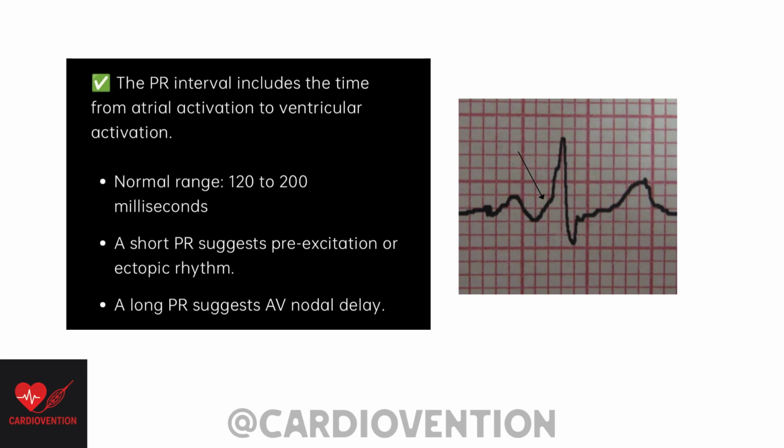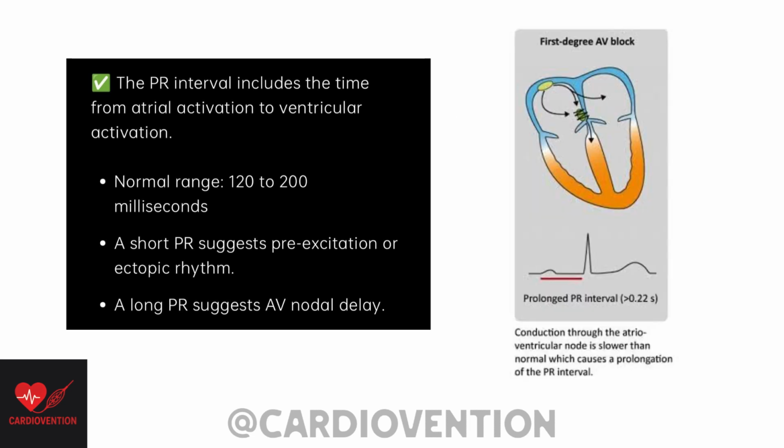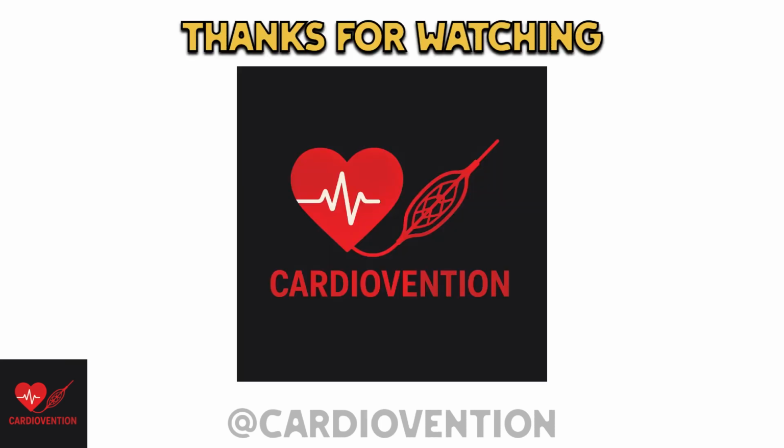A short PR suggests pre-excitation or ectopic rhythm. A long PR suggests AV nodal delay. Clinical context is key. Always interpret these findings alongside symptoms, heart rate, medications, and rhythm analysis.